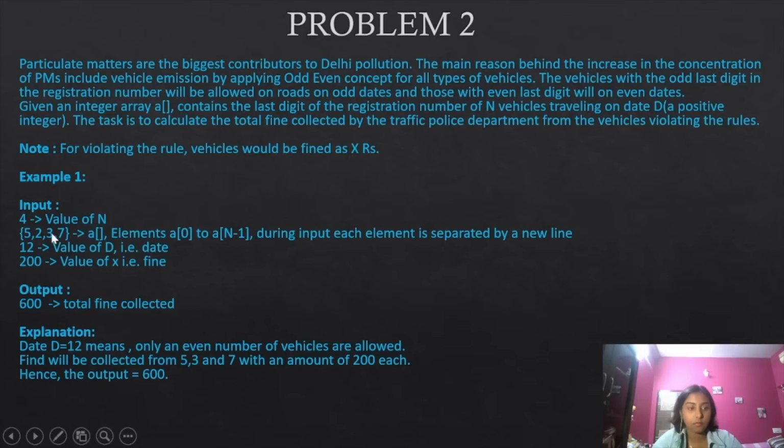How? It is an even day. So only cars with even number last digit in the number plate will be traveling. So odd, how many are there? 5, 3, 7.